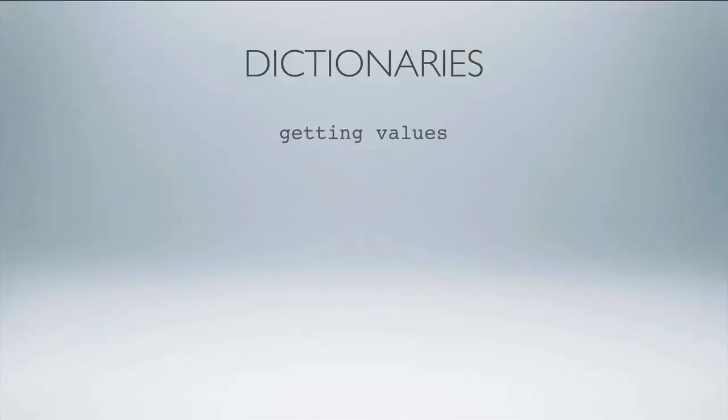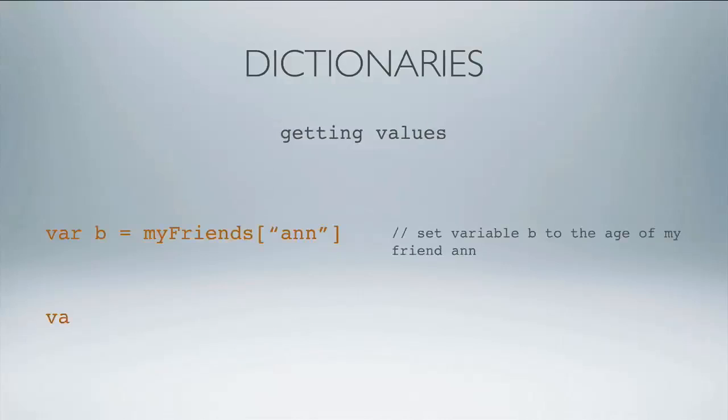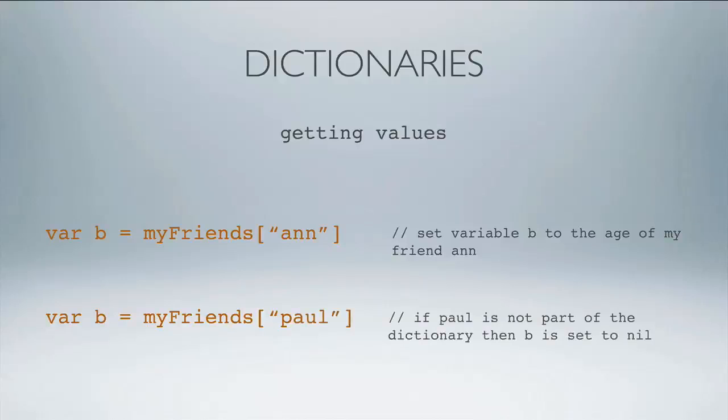If I want to retrieve a value from my dictionary, I just have to use its key. Let's say I want variable b to have the age of my friend Anne. But what happens if by mistake I use a key that is not present in the dictionary? Don't worry, Swift recognizes that condition and returns the value nil. Nil is a special value that is used to report missing content on a variable or something else. The usage of nil will be explained in more detail in one of the next lectures.